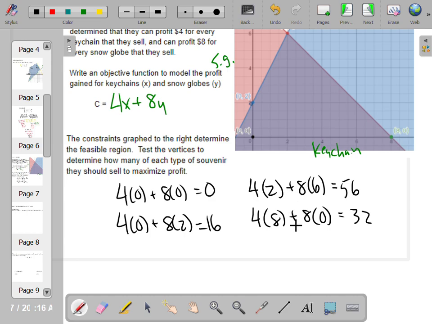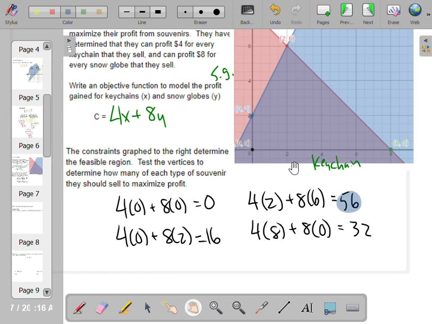So how does Kings Island maximize their profit? Well, they can make $0 by doing nothing. They can make $16, they can make $56, or they can make $32. The way you should phrase your answer is you should say, they can maximize their profit of $56 by selling 2 keychains and 6 snow globes, or whatever ratio. If they do 2,000 and 6,000, that's still the best. So 2, 6 is the best ordered pair. They will make $56 profit.